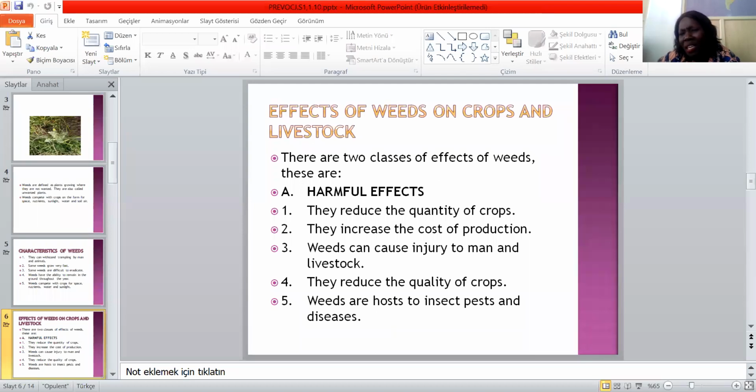So weeds can harbor insect pests, and insects are small in size, so they can hide under weeds and cause havoc to our crops. So also diseases, we have different classes of diseases of farm animals. Some are viral, some are fungal diseases, bacterial diseases. Weeds can also serve as host to diseases which affect crop production.